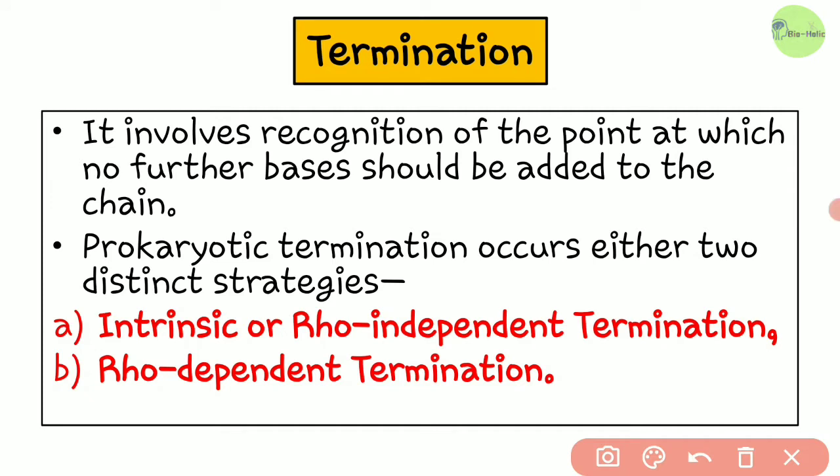Now, the last stage in prokaryotic mRNA synthesis is chain growth termination, which involves recognition of the point at which no further bases should be added to the chain. So, prokaryotic termination occurs by two distinct strategies: intrinsic or Rho independent termination and Rho dependent termination.